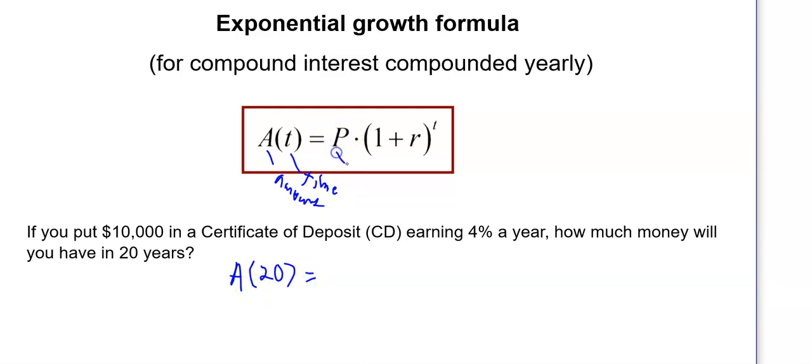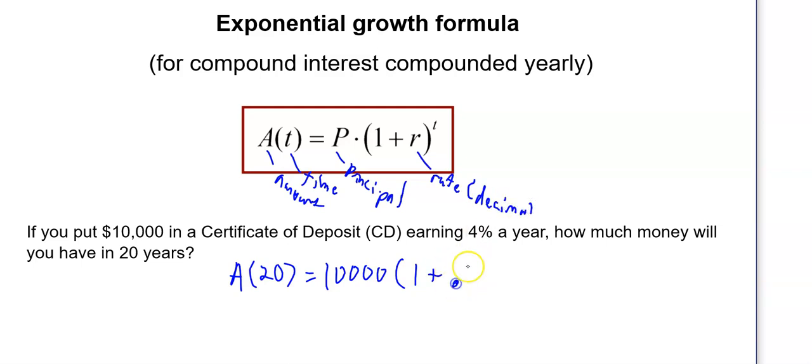Equals, P stands for the principal. That's how much you invest, the principal. So this will be $10,000 times 1 plus r, where r is the rate written as a decimal. So don't write 4 right here. You want to write 0.04, if that makes sense. And then t, again, is the time. So to the 20th power. So at this point, you really just type that in your calculator.